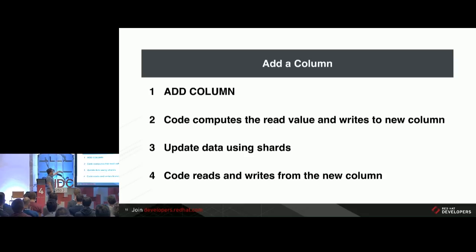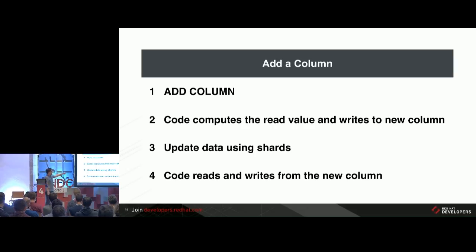Each one of these numbers, 1, 2, 3, and 4, are different versions that we're releasing into production. On the first release, you just issue alter table add column. You won't be using the column yet. On the second version, your code computes the read value and writes to the new column. When I say compute, if you can compute the value from other fields in your application, you do that, or else you just assume a default value that could mean something to your application.